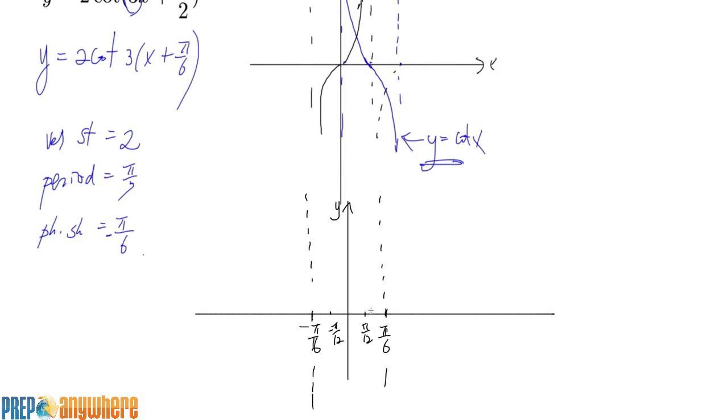Y-axis. Now, normally, a tangent graph, okay, when you're at the quarter point, we're going to be at 1. But because of the 2, we're going to be at 2. Right? It's been vertically stretched by a factor of 2. So at pi over 12, we're going to be at negative 2 instead.